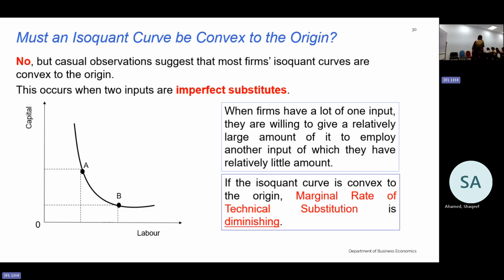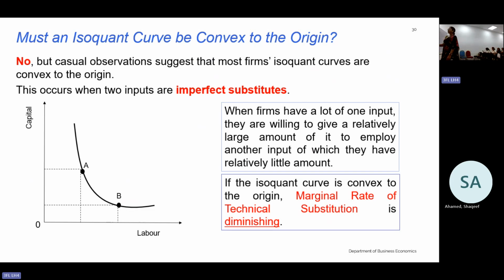Right. So now, you know isoquant. If I ask you what is an isoquant? It is different combinations of inputs that yield the same level of output. Right. So then we said it is generally convex to the origin. Why is it convex to the origin? Because of imperfect substitutes, right? Convex to the origin because of imperfect substitutes.